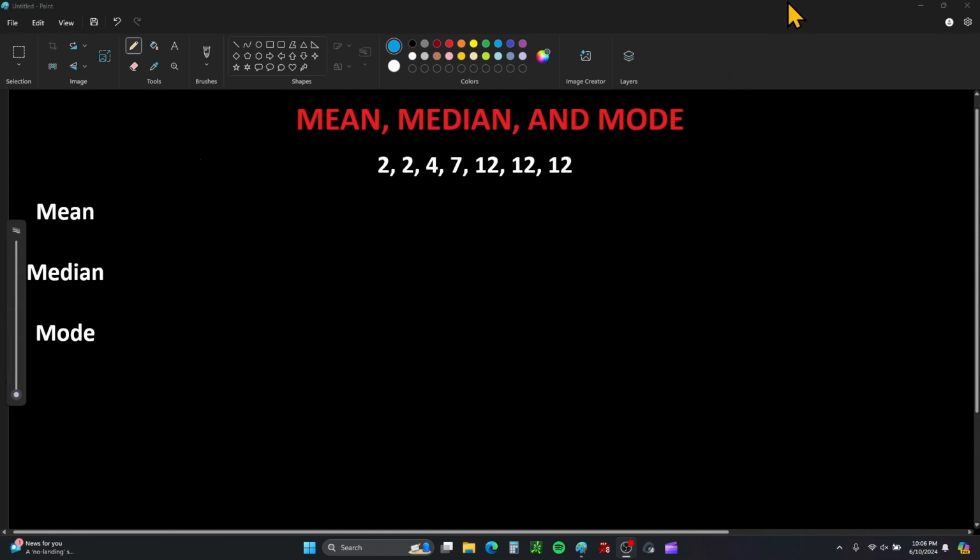The mean is an average. So what I do is I add up all the numbers. In this case, I get 51, and I divide by the number of numbers, and there are 7 of them, and that works out to be approximately 7.3. So I'll write that over here, 7.3.